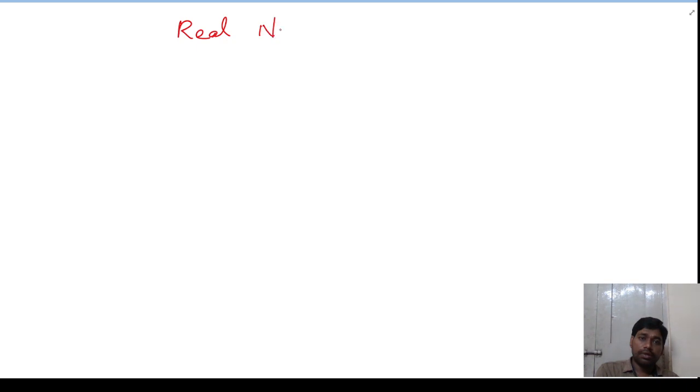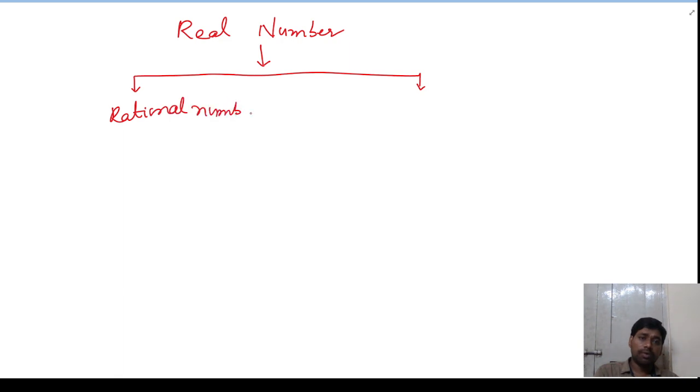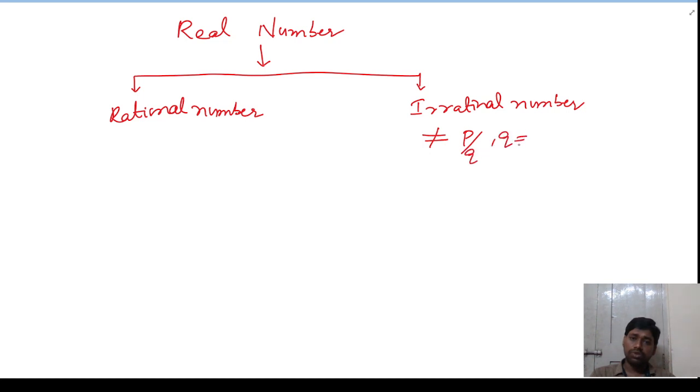In real numbers we have two sets of numbers: one is called rational numbers, and the second one is irrational numbers. Rational numbers we have seen till now. What is meant by irrational? The numbers which cannot be written in the form of p by q, where q is not equal to 0. Such numbers are called irrationals.